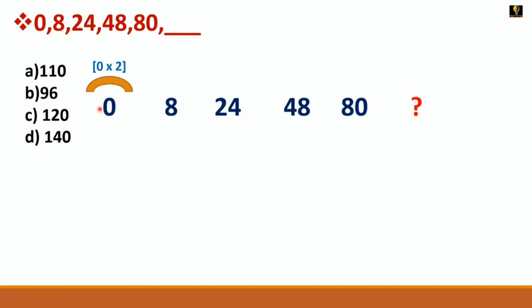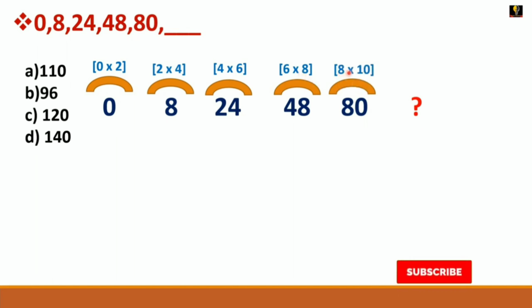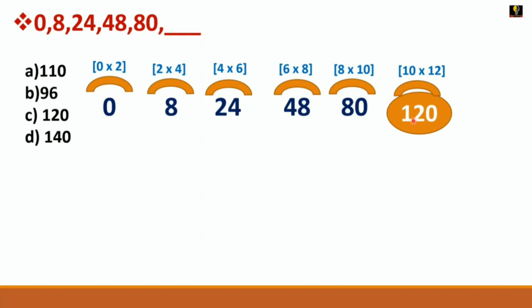Here you can see, 0 can be written as 0 multiplied by 2, that means 0. 8, you can write as 2 multiplied by 4. Then 24 is 4 multiplied by 6. Then for 48, it will be 6 multiplied by 8. Then for 80, it will be 8 multiplied by 10. If you observe, the first numbers are 0, 2, 4, 6, 8, so the next number is 10. And the second numbers are 2, 4, 6, 8, 10, so 12. So 10 multiplied by 12 is the right answer for this given series. So 120 is the right answer.